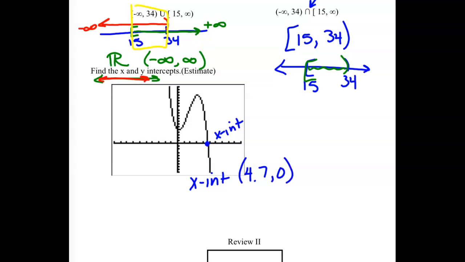And then my y-intercept is this point here, and it looks like we're at 1, 2, 3, 4, looks like we're at 5. So my y-intercept would be the point (0, 5). All right, and that is the end of our review.